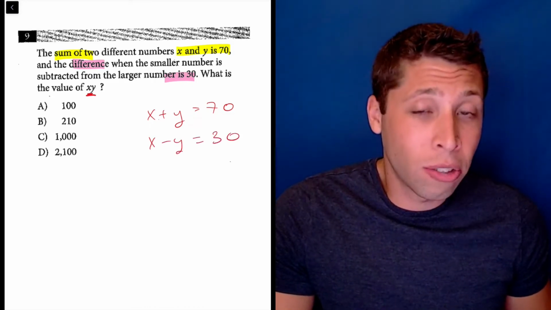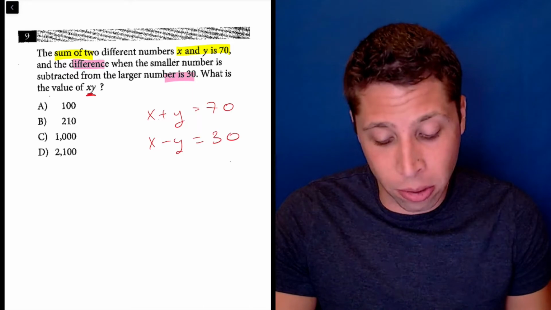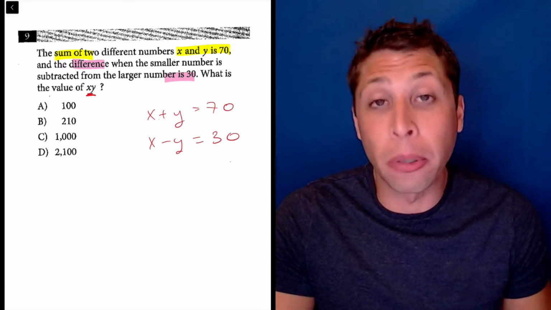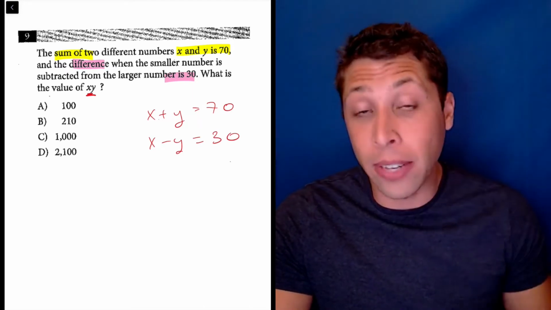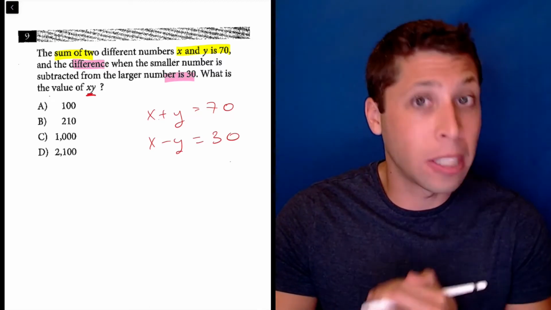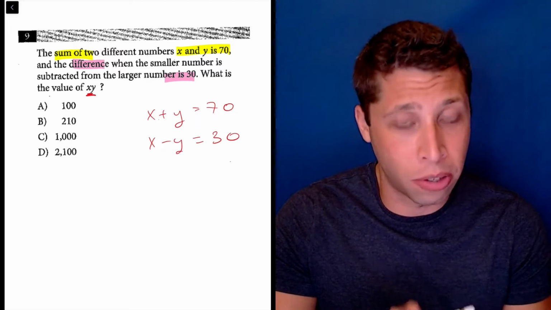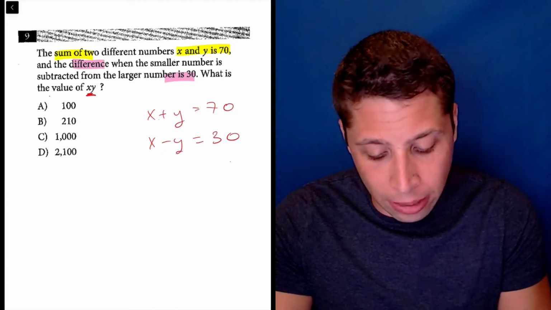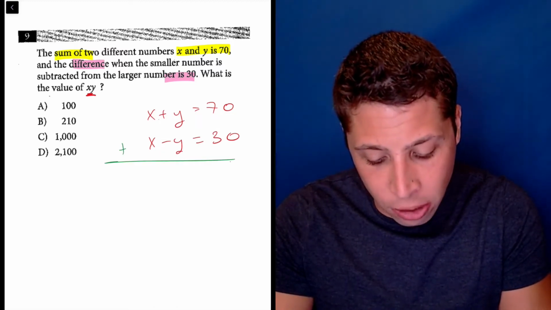We've just constructed a very easy system of equations. So now we're dealing with something very similar to a point of intersection question. If they had just given us x plus y equals 70 and x minus y equals 30, I would have expected you to know confidently what to do to solve this. We're going to use the elimination method by just adding these two together.